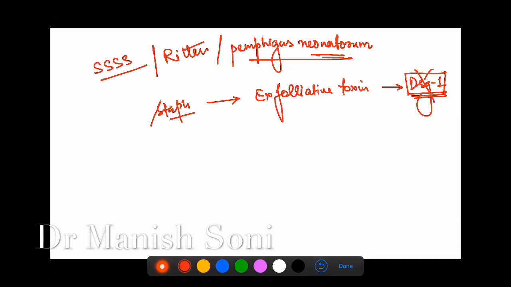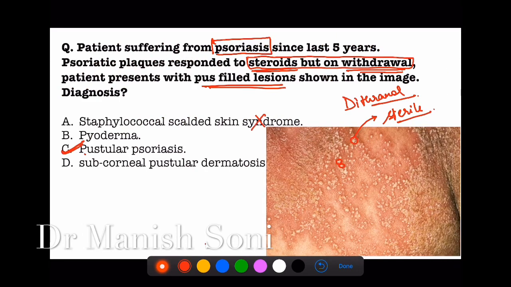So once desmoglein 1 is destroyed, the keratinocytes start separating, and due to this separation, exfoliation or epidermal separation occurs. This epidermal separation due to staph infection is seen in young children and neonates, and is known as pemphigus neonatorum. So there is no role of psoriasis here, and such clinical history is also not mentioned. So obviously this is not the answer.